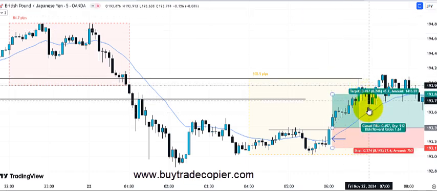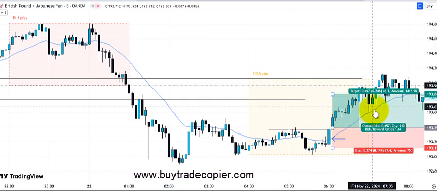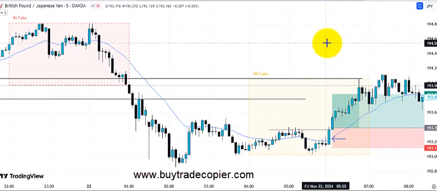You can see the pullback was a lot deeper than the pullback that I explained that I sat through on the dollar yen. Different type of pullback. This one is very different. So I did get out of the trade prior to that pullback right there. I didn't get into any other trades after that.